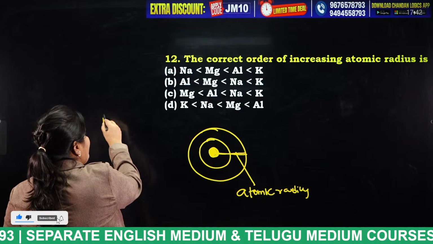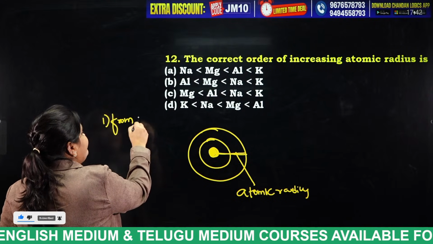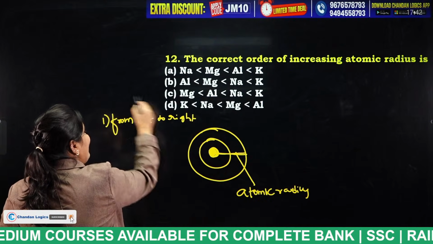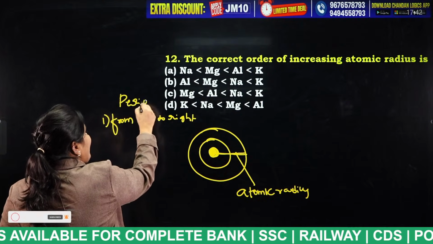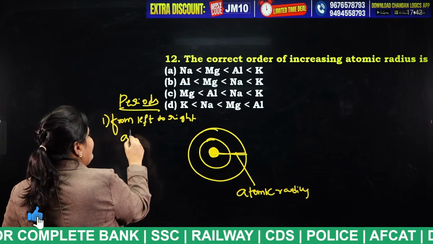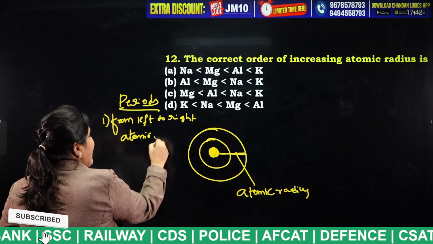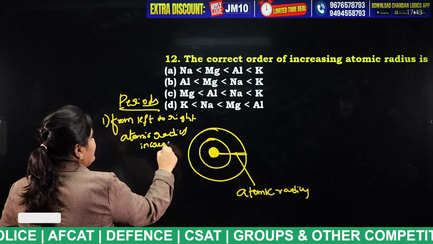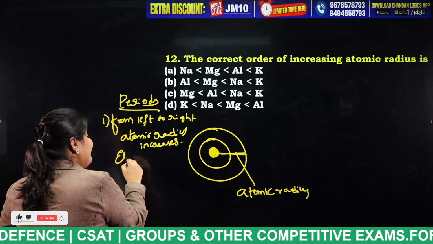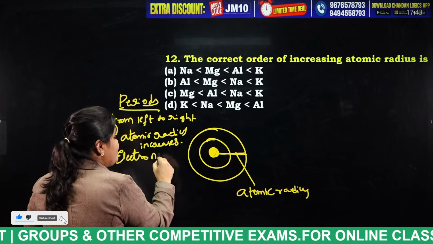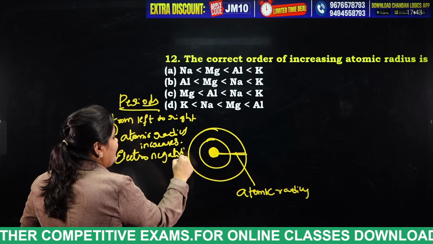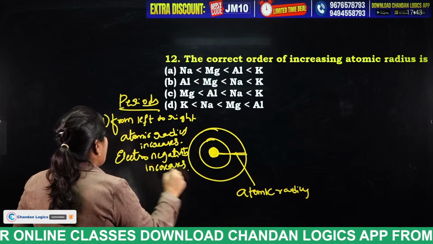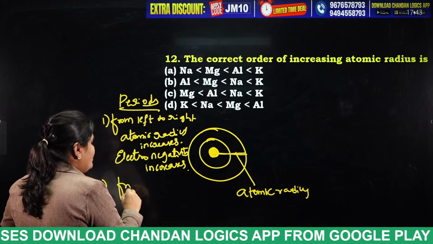For this atomic radius, note down 2 points. First point: if we consider periods from left to right, atomic radius decreases, and electronegativity increases. Remember these points, students. Electronegativity is nothing but the gain of electrons.